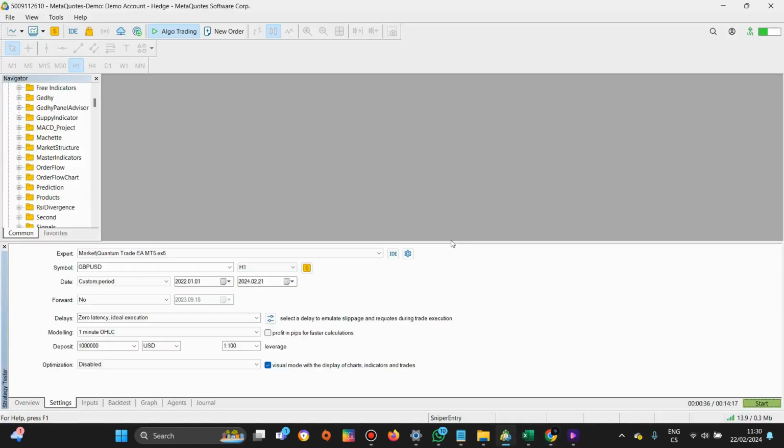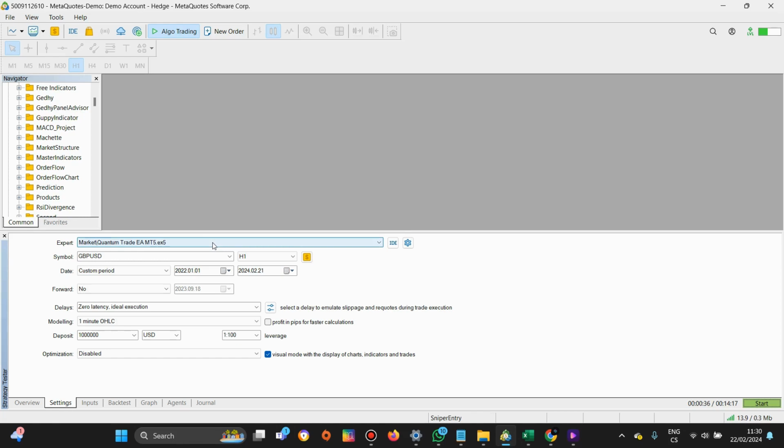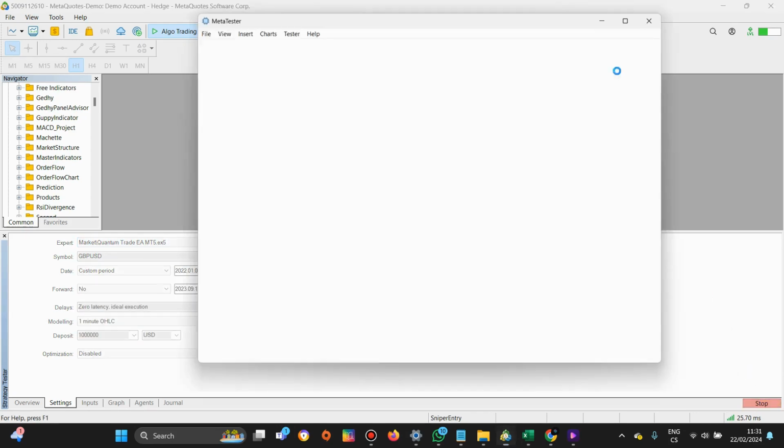For this, I selected one of his very popular EAs, this Quantum Trade EA that he sells for, I don't know, 500 or 600 USD. And I will show you how this EA scams you. The first thing I would like to show you is how this EA works. So I'm here in my tester. You can see that this is the Quantum Trade EA MT5 from the market, and let's get to it.